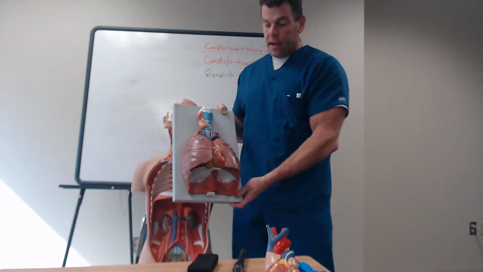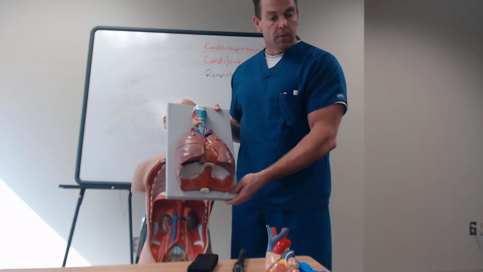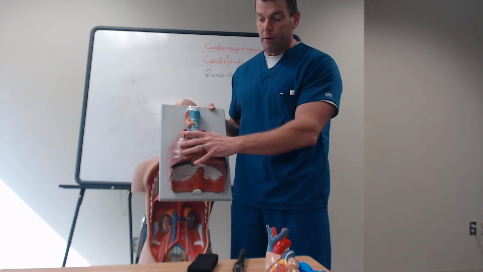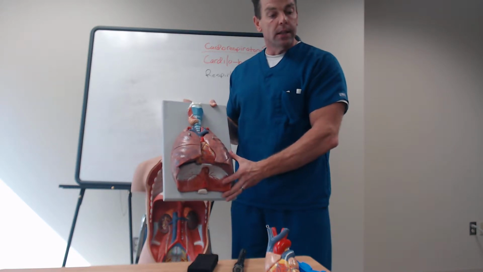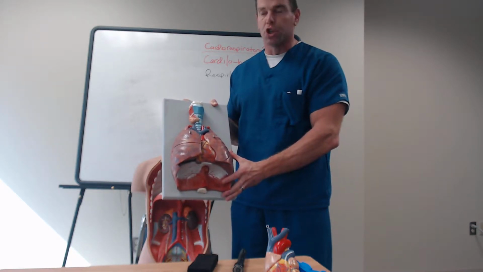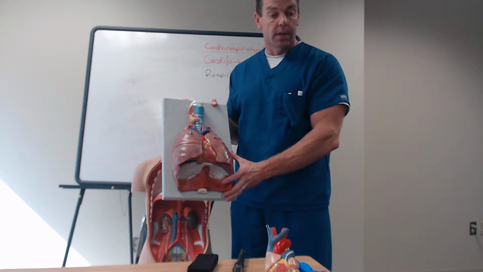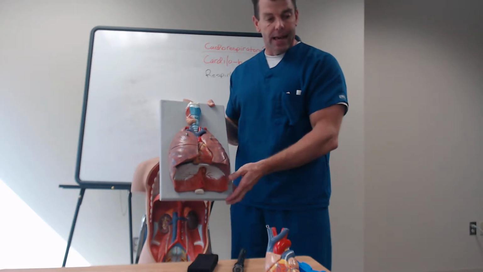Now, the lungs that surround the heart, we're going to have a right lung and the left lung. The right lung has three lobes, and the left lung has two.